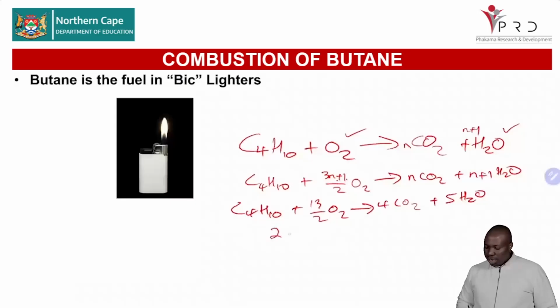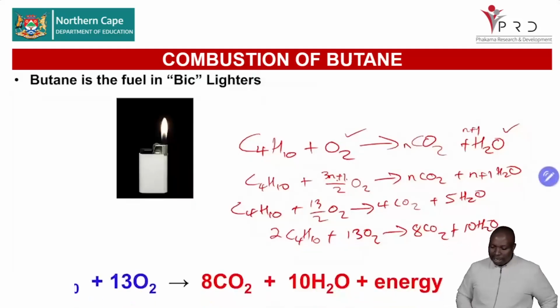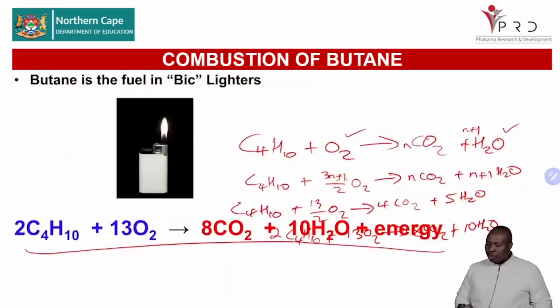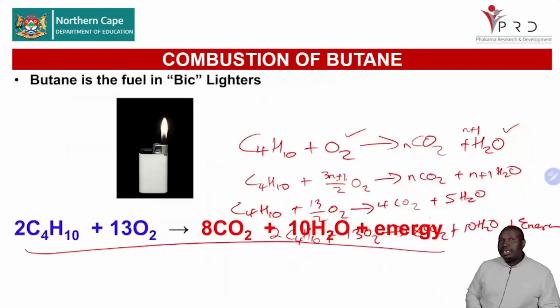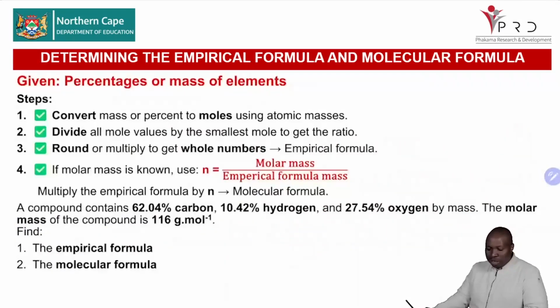And then you multiply the entire equation by 2 to get 2C4H10 plus 13O2, forming 8 carbon dioxide plus 10 water. And that's it, you are able to balance that reaction. So it's very important that you are able to write a balanced equation. Don't forget, energy is given out, so energy is one of the products as well, as you balance those reactions. So please practice combustion so that any question that comes under this oxidation, you are able to answer.